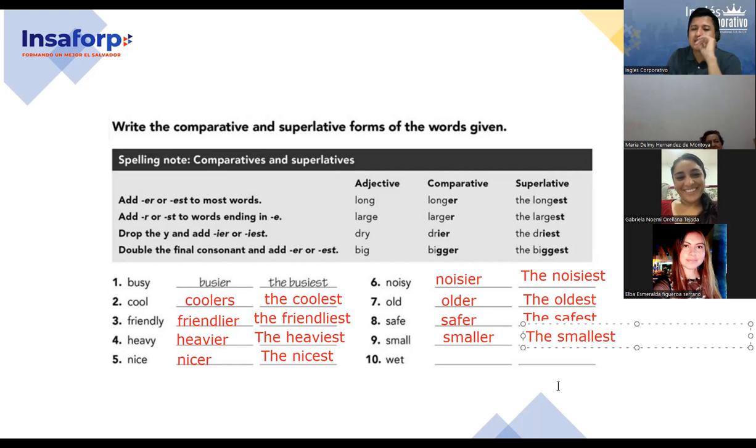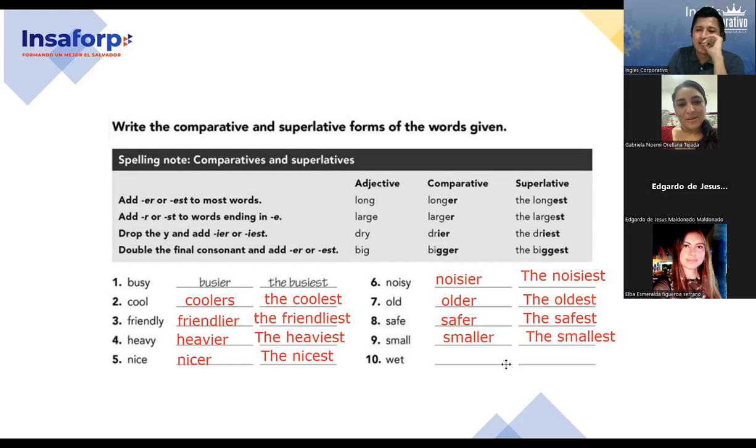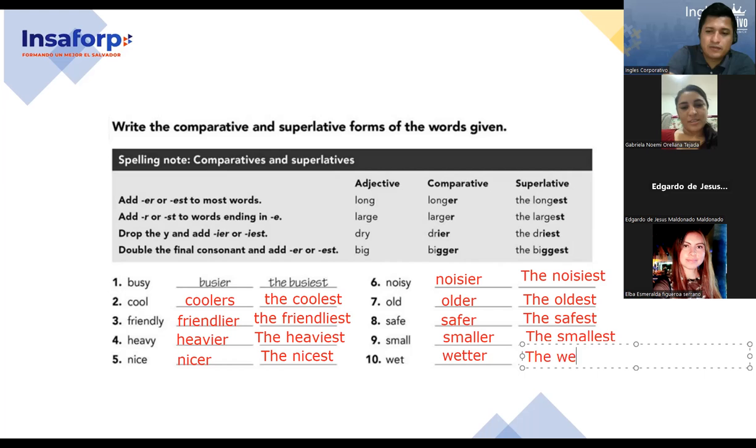What about wet? Weather. Double T or just one T? Double T. Okay, the weather. And what is the other one? Wettest. Very good. Perfect. Okay, so here we have comparative and superlative as well. So we have the two of them, right?